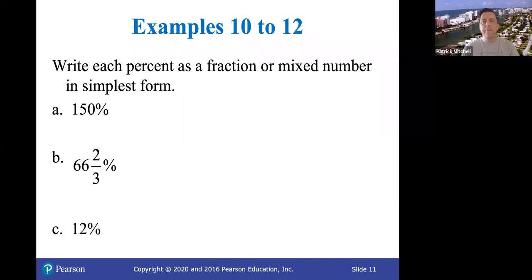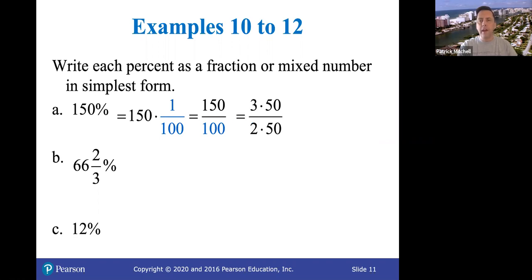All right, same kind of examples. Might not be a bad idea for you to pause the video and try at least a couple of these. 150%, we're going to take away the percent sign, replace it with 1/100th. That gives us 150 over 100, which is not in simplest form because they have a common factor 50. Take out the common factor, we're left with 3/2.